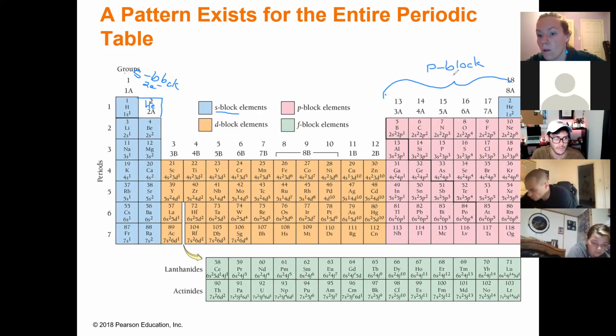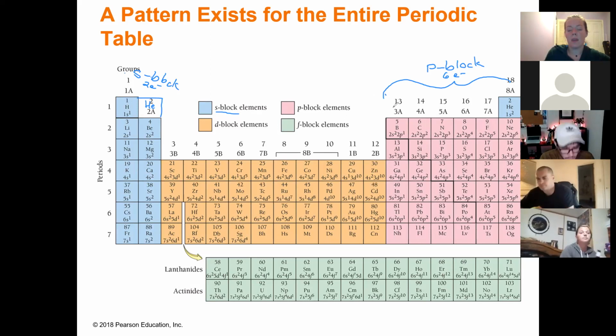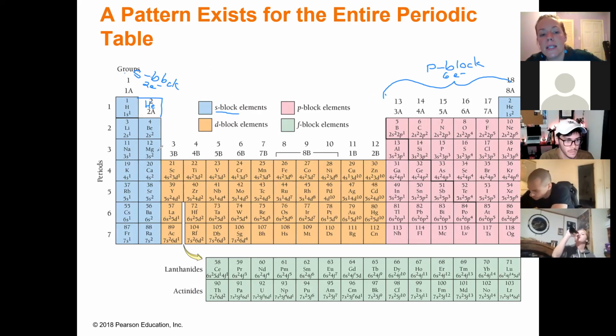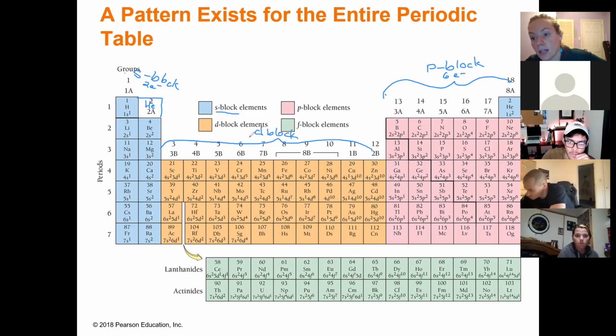How many does a P hold? A P orbital can hold 6 electrons. Okay, that's not a coincidence. That's part of the setup. In the middle here, we have the D block. How many electrons does a d orbital hold? It holds 10 electrons. And how many columns do we have?